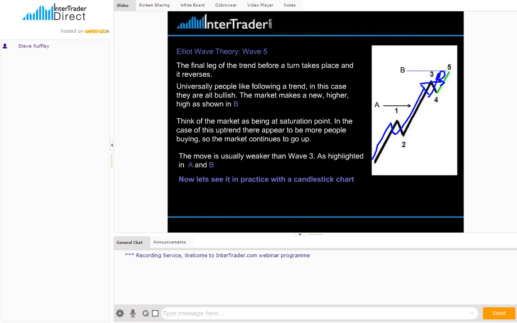But it doesn't stop there. That's the whole point about Elliott wave, which makes it kind of so frustrating in some respects, is that it is an Elliott wave, but it's not actually an Elliott wave in completion until it's then corrected. So it's an Elliott wave in formation, but it's not an Elliott wave until it's completed.